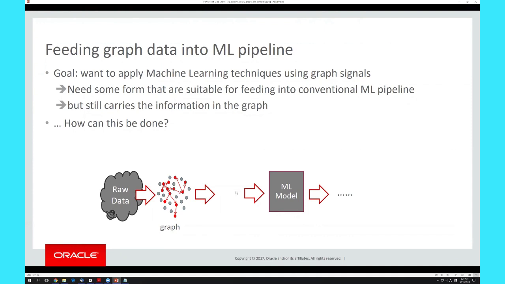But there are some issues. The biggest issue that we want to address here is how to create a form of input that I can feed into a machine learning model. This form needs to carry all the information in the graph, but still be able to fit into machine learning. Why? Because these machine learning models typically want some specific n-dimensional numeric vector. They want some kind of encoding of your data that is represented as numbers. How can this be done?